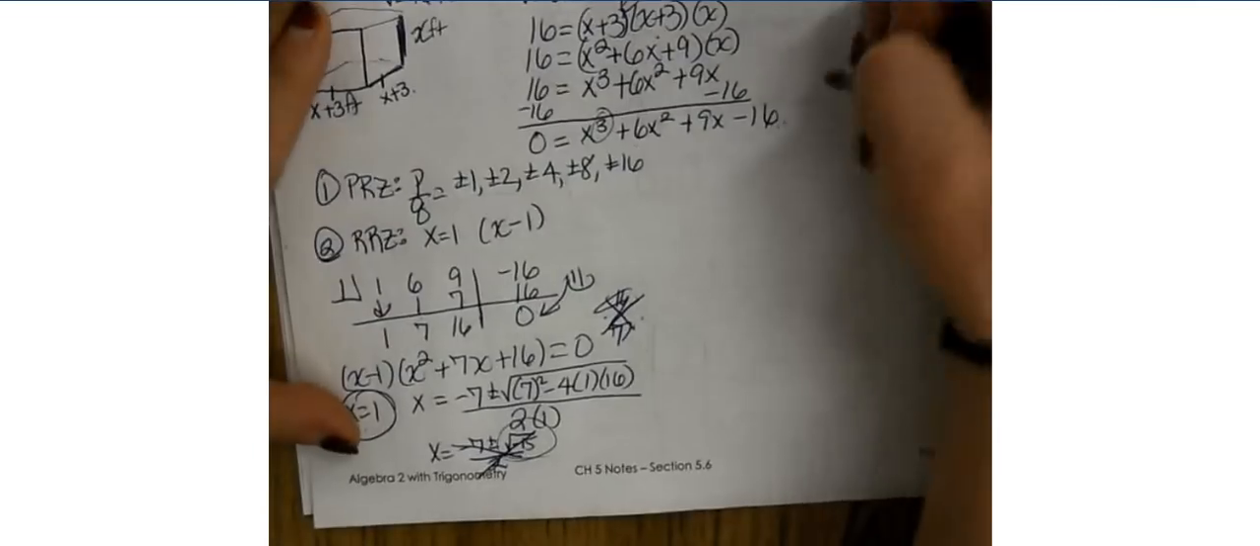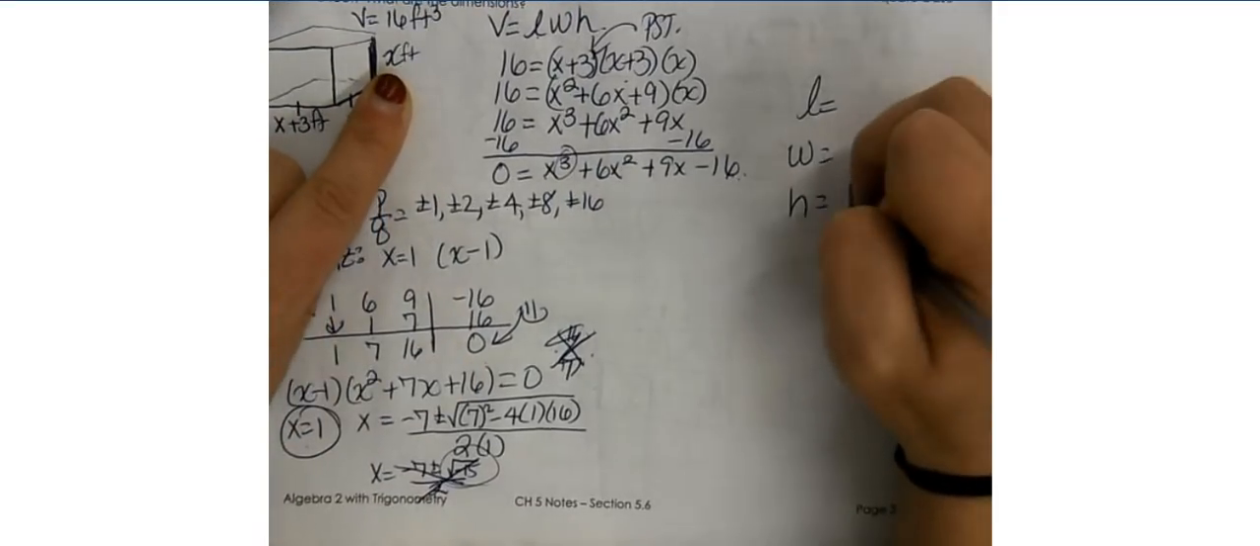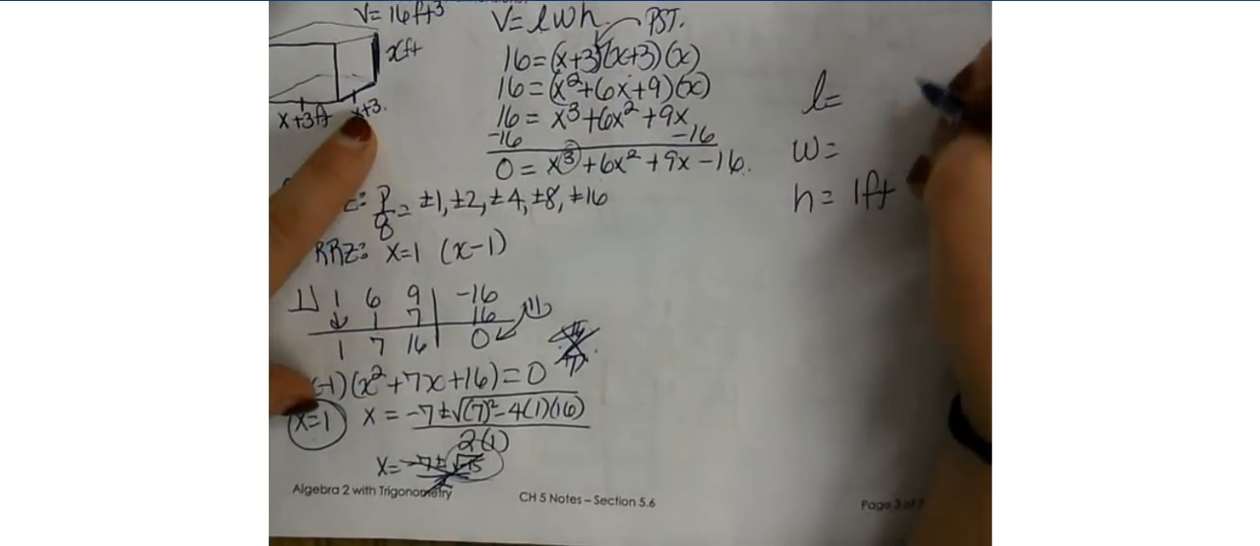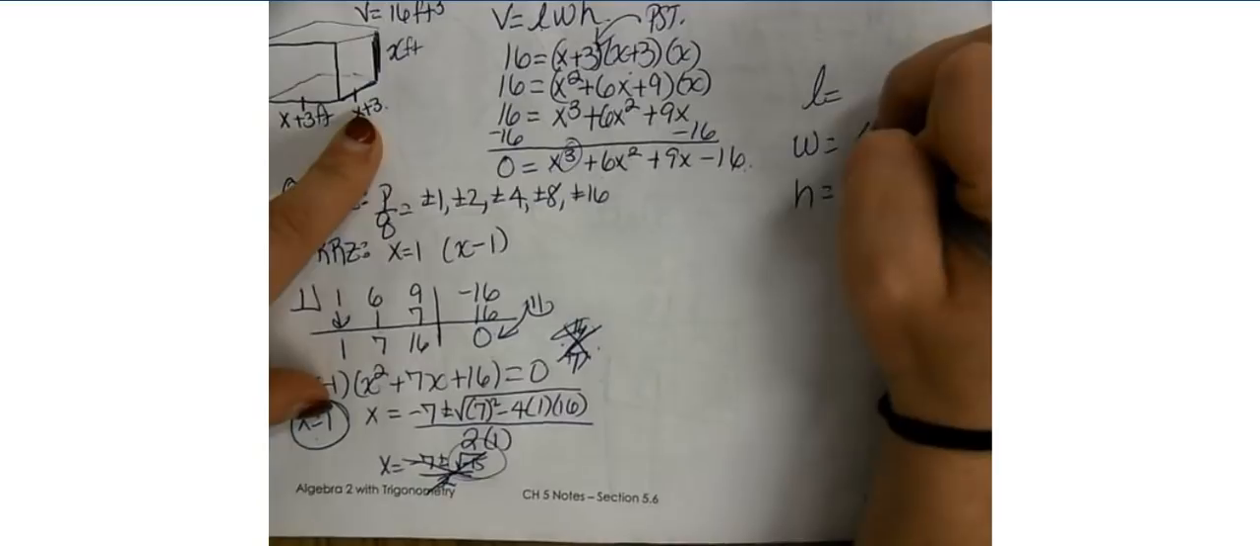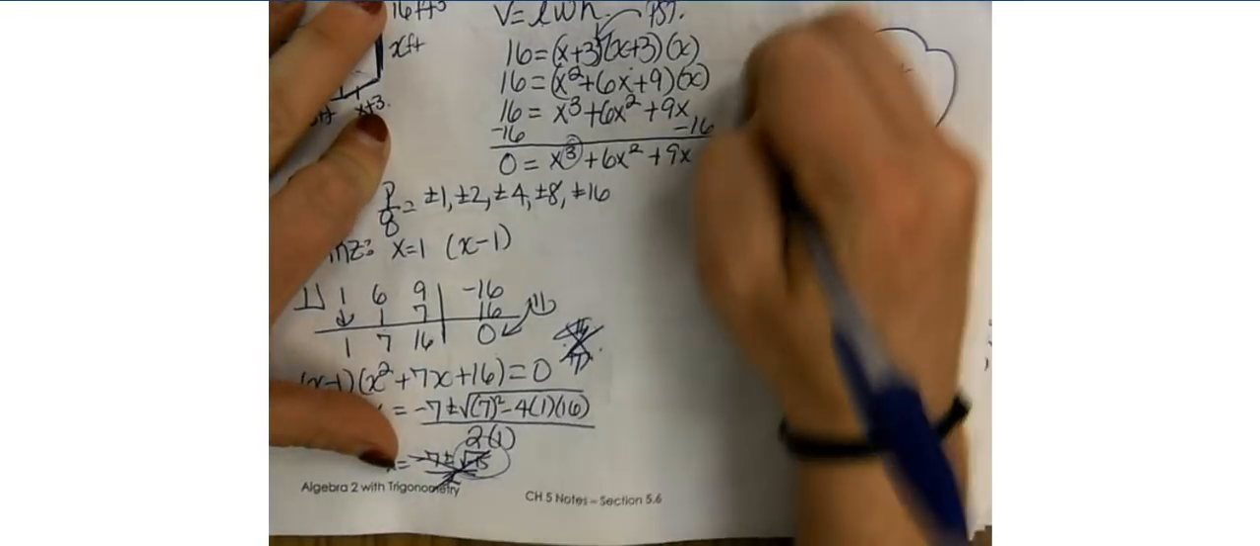Since x equals 1 is our only x-intercept, we can now identify what our length, width, and height are. My height was equal to x, so my height is equal to 1 foot. My width and length were the same, x plus 3, and 1 plus 3 is 4. So each of those is 4 feet. And that is the end of this story problem.